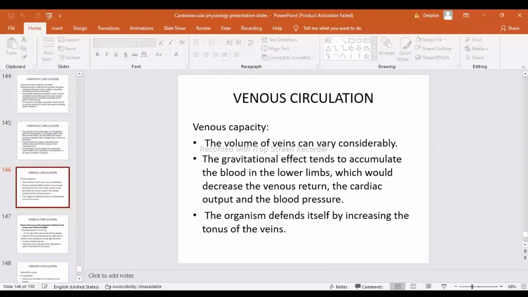And also, suppose you are a teacher in a primary school. You teach mathematics. You start at 8 in the morning until noon, and you are not used to this kind of standing. You can develop accumulation of fluid in the lower limbs, a decrease in venous return, then a decrease in cardiac output, and hypotension. You fall down. The organism defends itself by increasing the tonus of veins to fight this gravitational effect. We have this mechanism of increasing tonus of veins.